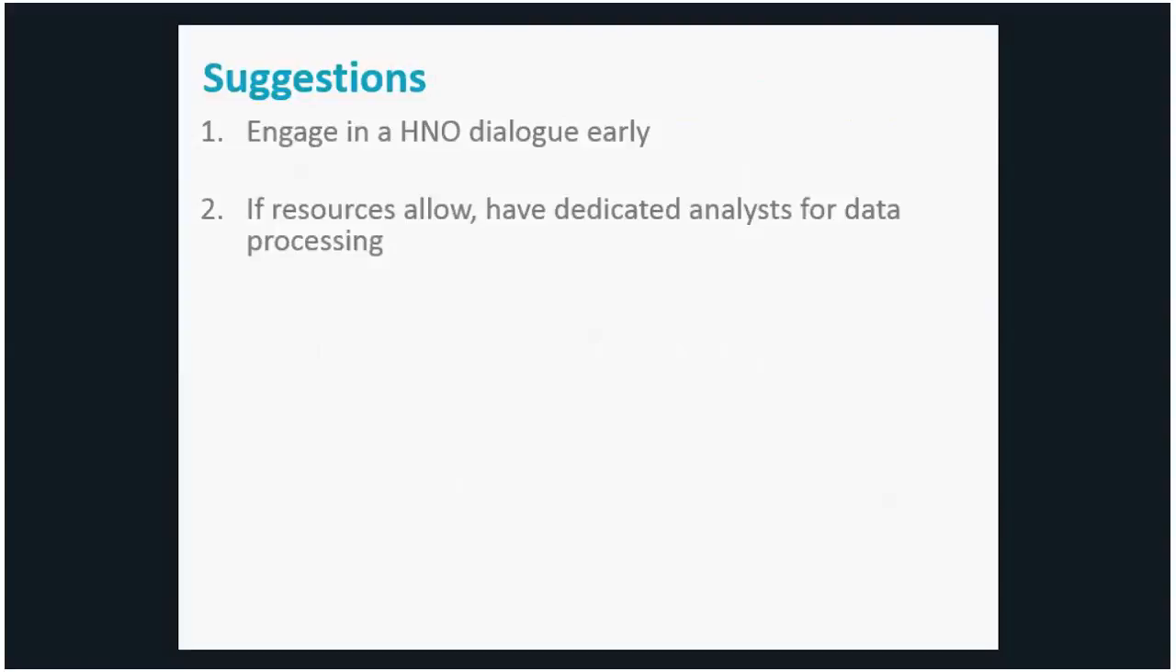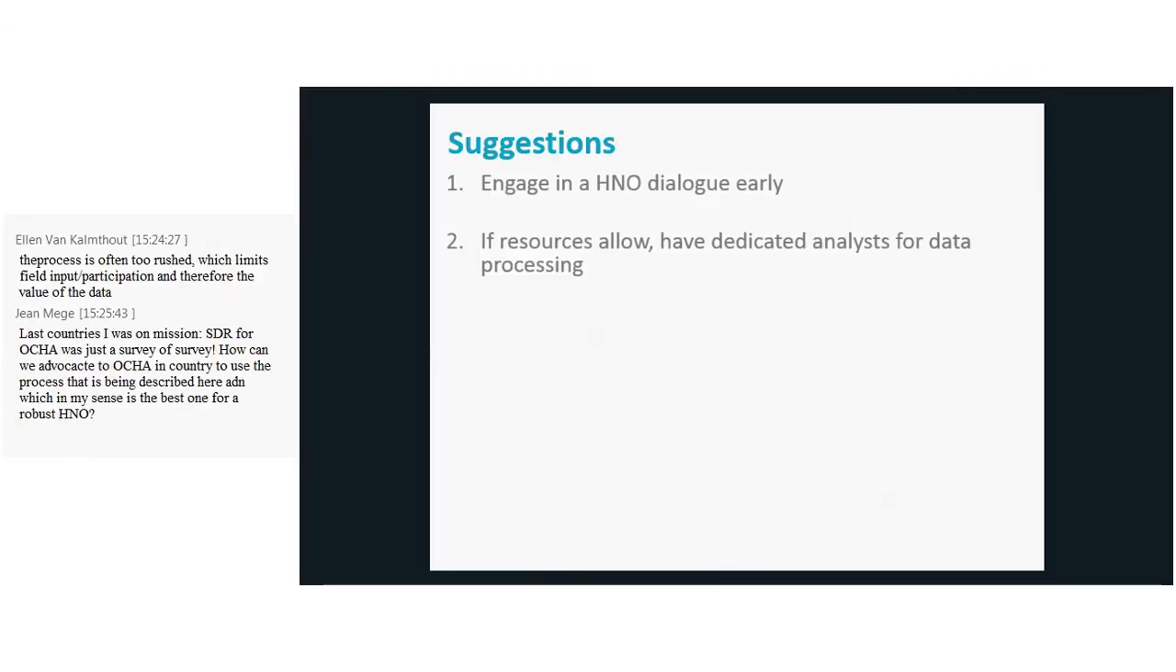The second one, that if resources allow, one should try to have dedicated analysts for data processing. Now, as we said when we went through the key principles, it is not always easy. It's a capacity and a resource question, but at least try to run an ongoing database for secondary data throughout the year. Do it on a daily basis, so it becomes almost second nature. This will help you once you're going to analyze the needs and present your input to the humanitarian needs overview. Yes, run an ongoing database for secondary data. You can keep it short and simple.